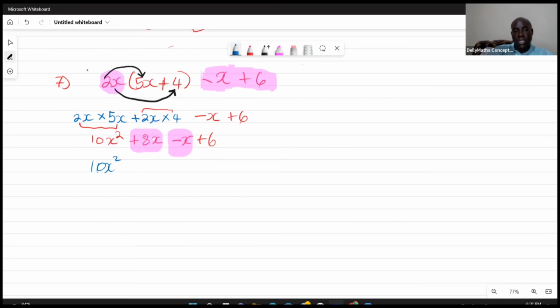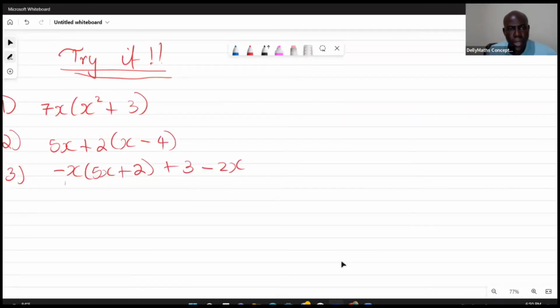However, the positive 8x and the negative 1x will now be simplified to become one term. I trust that you would understand that it is positive 7x. Basically, you are saying 8x minus 1x, that is 7x. There is nothing to be added to the 6. We leave it alone. My final answer: 10x squared plus 7x plus 6.